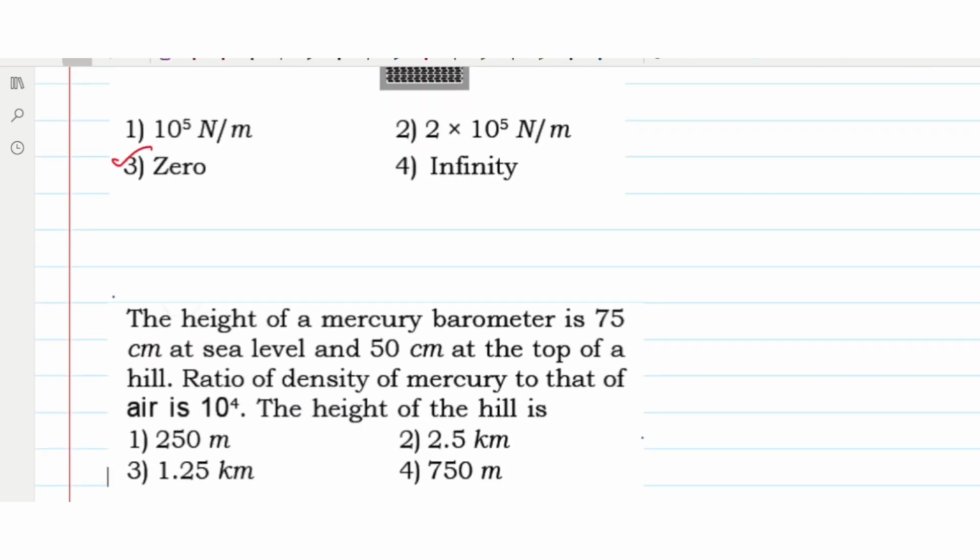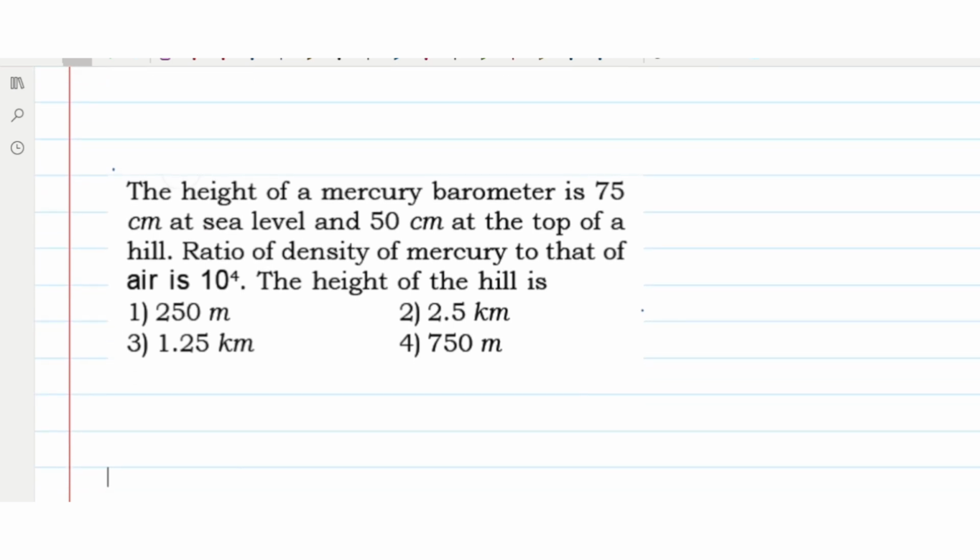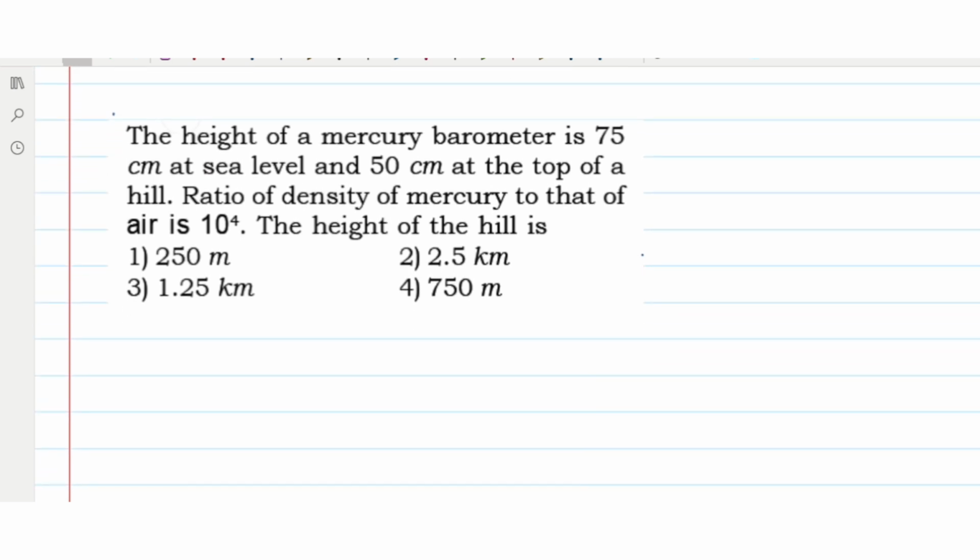Now look at the next question. Here the height of the mercury barometer is 75 centimeter at sea level and 50 centimeter at the top of the hill. The ratio of the density of the mercury to that of the air is given as 10 power 4, and they are asking the height of the hill. Let us just imagine a hill. This is at the sea level.